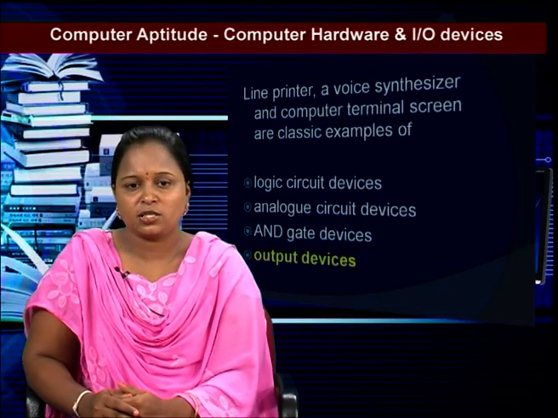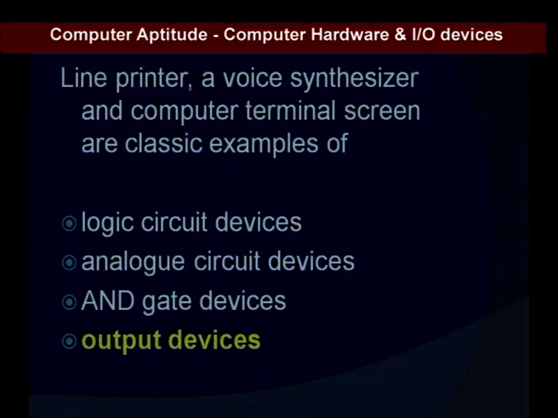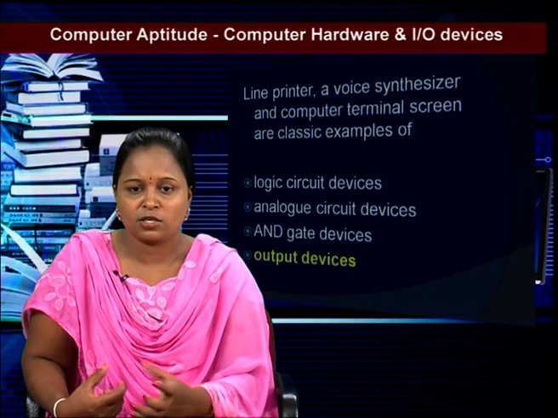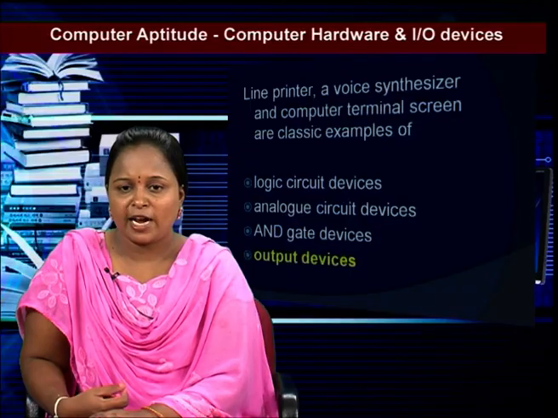The next question: a line printer, a voice synthesizer and a computer terminal screen are classic examples of output devices. A line printer is an output device, right. So the voice synthesizer and computer terminal screen are classic examples of output devices. That is why the line printer is also an output device.